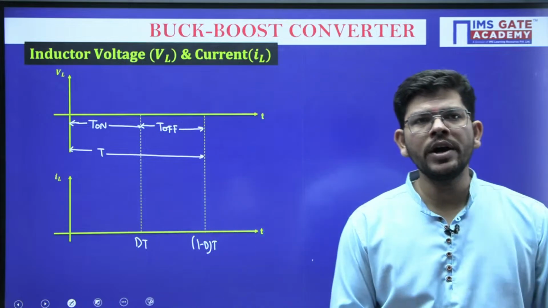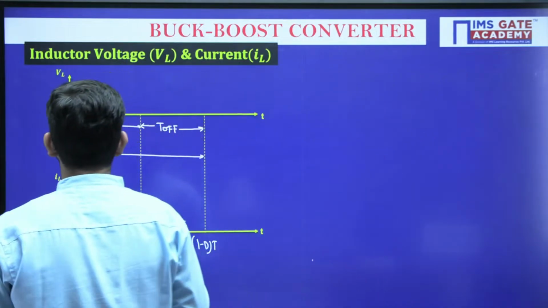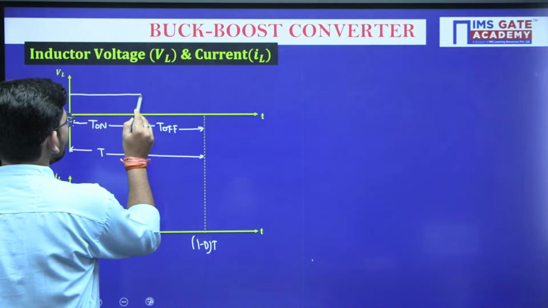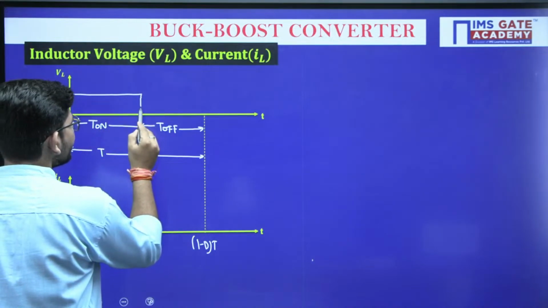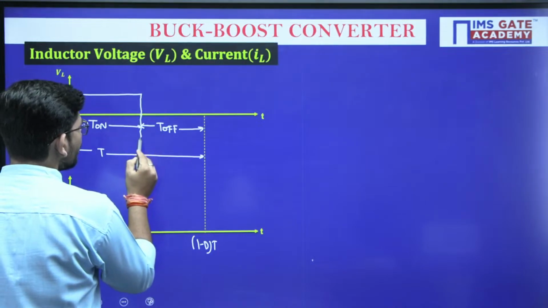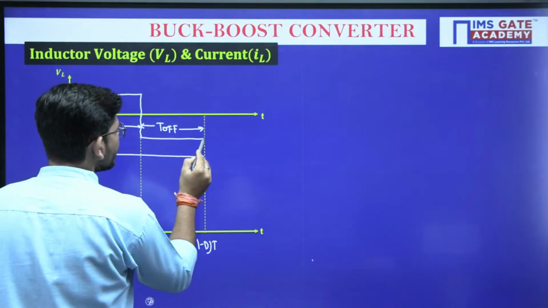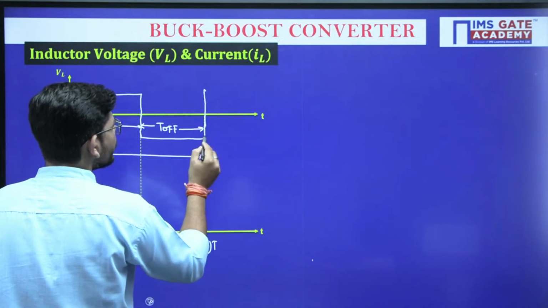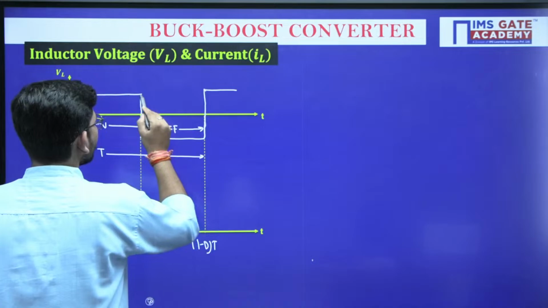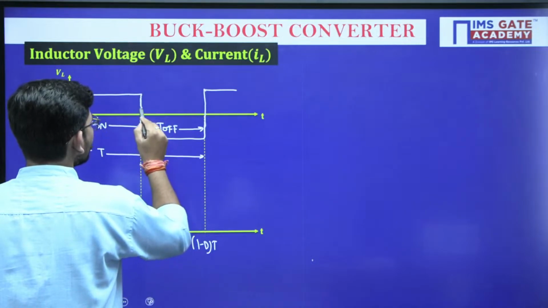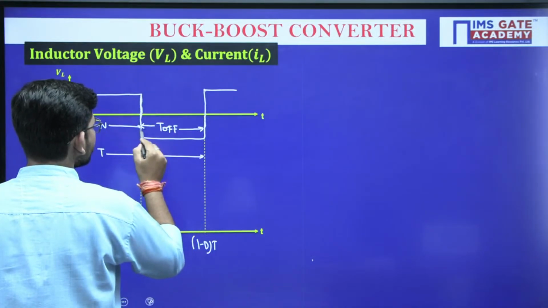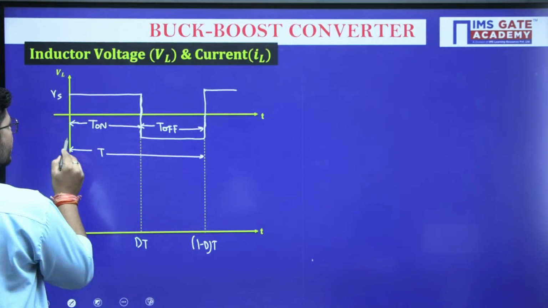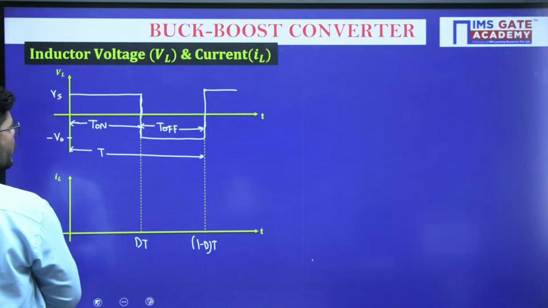Now what is the value of inductor voltage during the on and off time? During the on time, the inductor voltage has a value equal to Vs, and during the off time it has a value equal to minus V naught. Now again, if you turn it on, the same pattern is going to repeat. So this is how inductor voltage is plotted. This is Vs, and this magnitude is minus V naught.